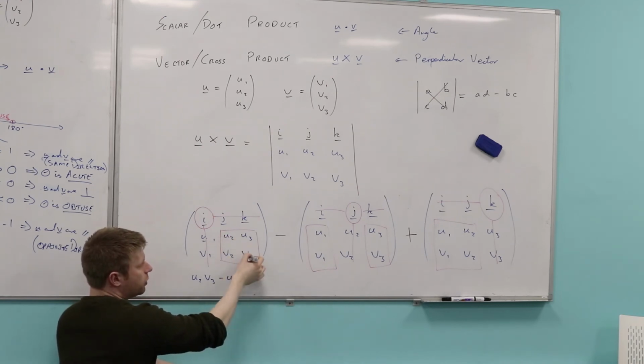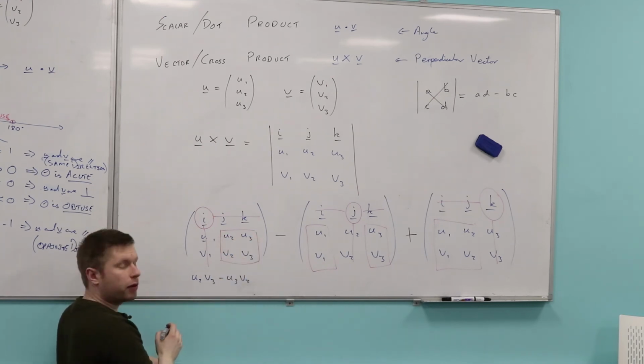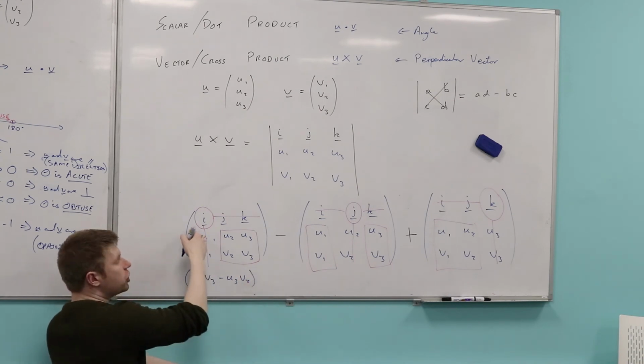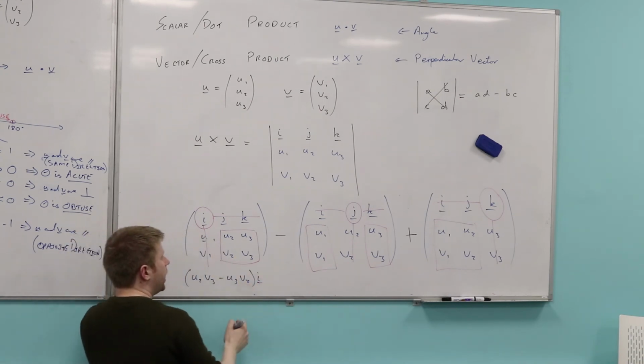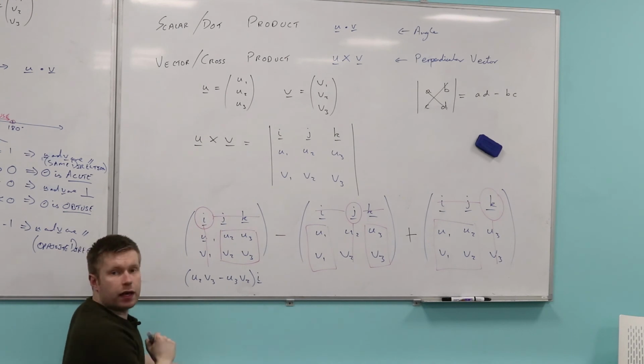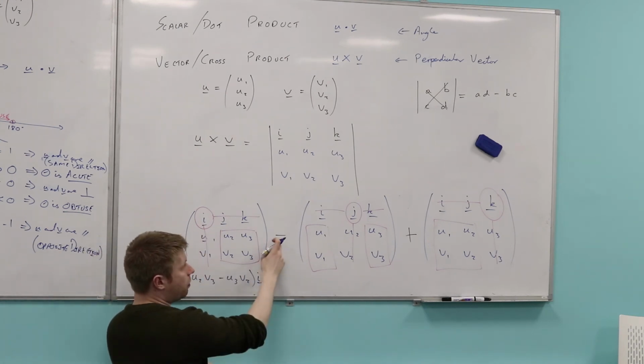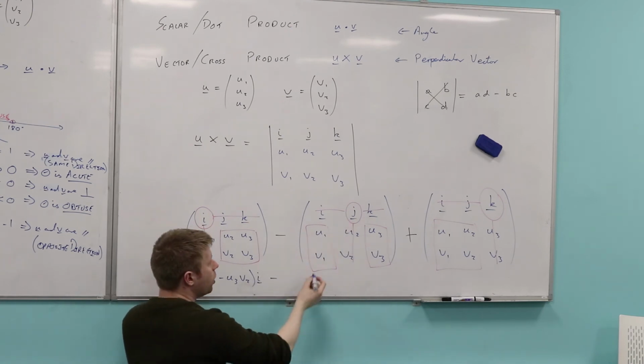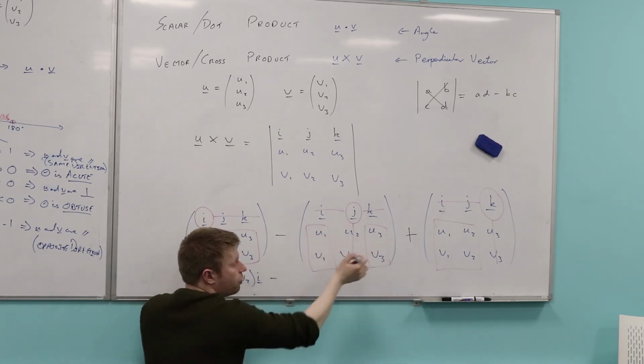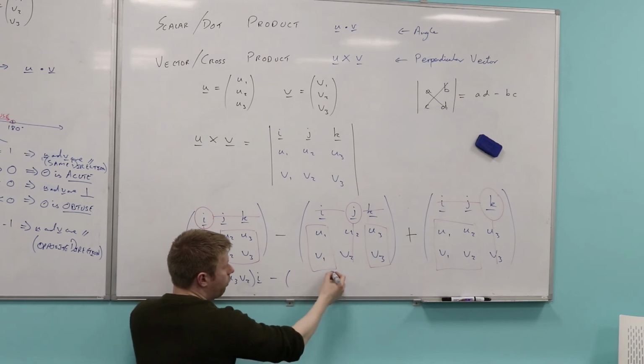Absolutely right. u2 times v3 minus u3 multiplied by v2. And that will all eventually be multiplied by i. So it's going to be this multiplied by the determinant of this. Make sense? Then I'm going to do the minus bit, because there's a minus there, and I'm just going to take the determinant of this matrix. So u1, v1, u3, v3. What's the determinant of that matrix?